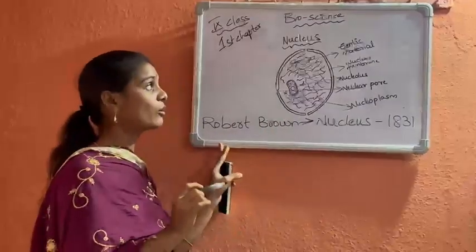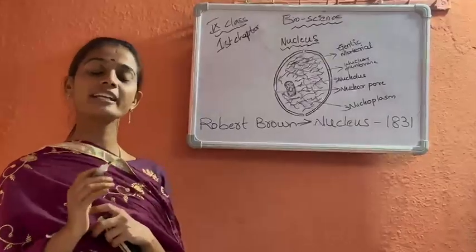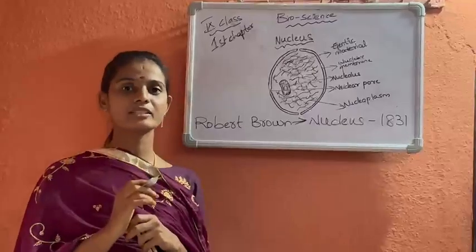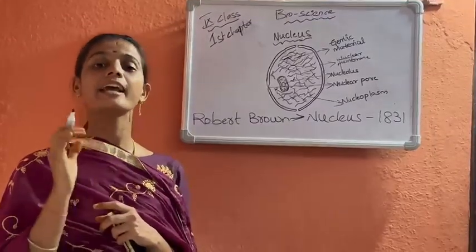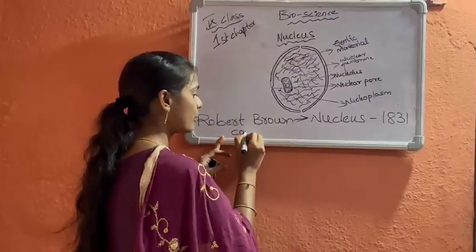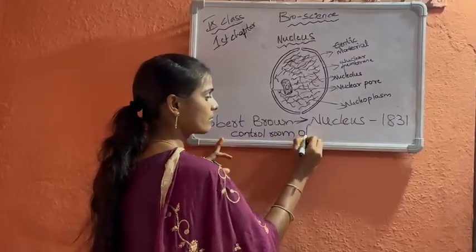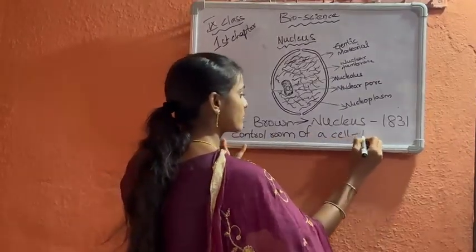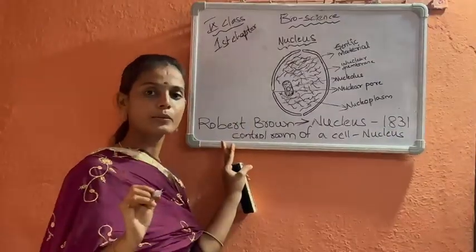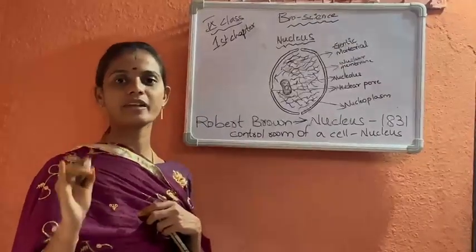This is the diagram of nucleus. Nucleus is called the control room of a cell. Why is it called the control room of a cell? Because nucleus controls all the activities of a cell. So nucleus is called the control room of a cell because it controls all the functions of a cell.